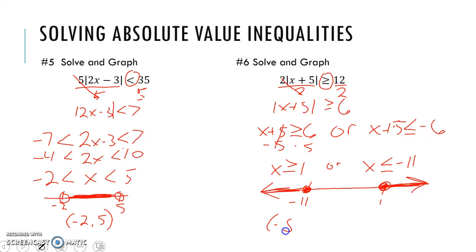It could go from negative infinity, that's an infinity sign, to negative 11, and it would include negative 11. And I would use the union of these two sets, or it could go from positive 1 to positive infinity. And it would never get to negative infinity or positive infinity, and that's why I use the parenthesis symbols, and then the brackets are because we have closed circles here, and it includes negative 11 and positive 1.